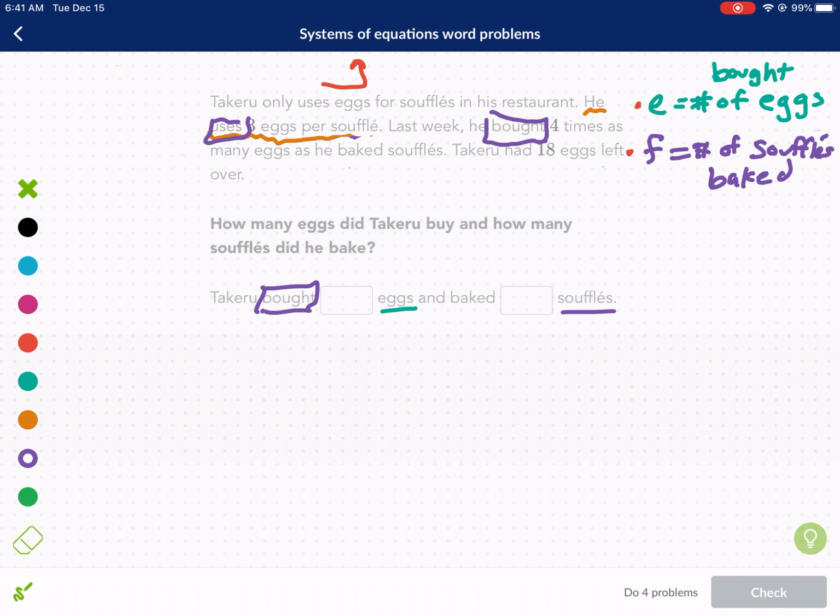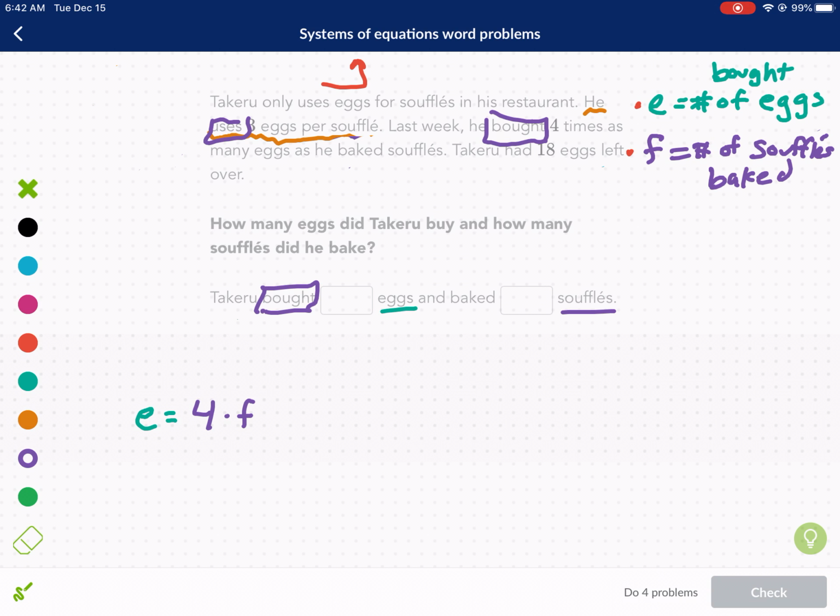Now that we know that we're looking for bought eggs, we need an equation that uses that. So last week he bought 4 times as many eggs as he baked souffles. Now we can get somewhere, because we can say that the number of eggs is equal to 4 times the number of souffles.